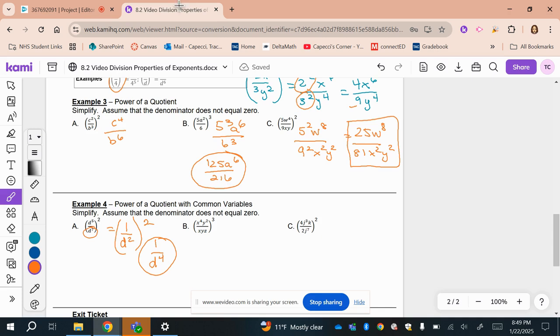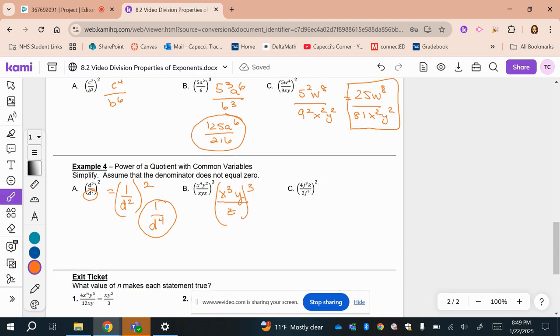Looking at letter B, again, everything inside gets raised to the power. But first, I'm going to simplify. So I have x to the fourth over x to the first gives me x to the third on the top. y to the second over y gives me y to the first in my numerator as well. And then z is left on the bottom. I'm going to raise everything to the third power. And I'm left with x to the ninth, y to the third, z to the third. And that's the most simplified answer.